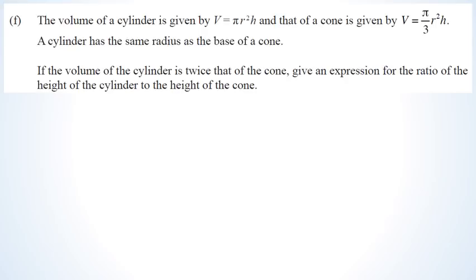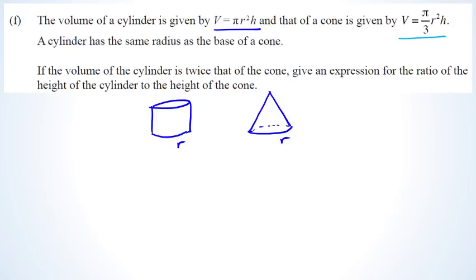Alright guys, so in this question we've got the volume of a cylinder, which is given by this particular equation, and we have the volume of a cone, which is given by this equation. Now it says the cylinder has the same radius as the base of the cone. So if I look at this in a diagram, I have a cylinder here that has the same radius as the cone. That's a terrible cone. Let me try that again. There we go, that's better. So it has the same radius as the cone. If the volume of the cylinder is twice that of the cone, give an expression for the ratio.